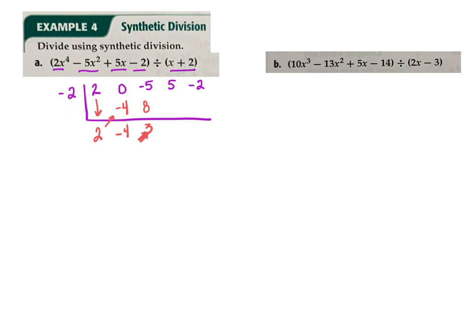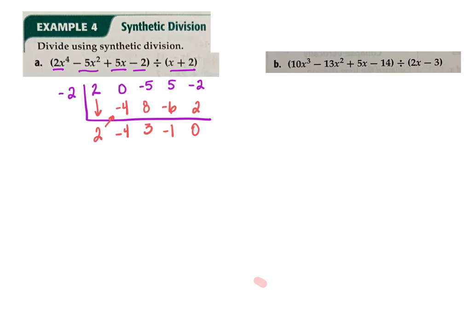Multiply negative 2 and positive 3. That's negative 6. Yep. Add down 5 and negative 6. It's negative 1, right? Negative 2 and negative 1. Yep. And then negative 2 and positive 2 is 0. All right.